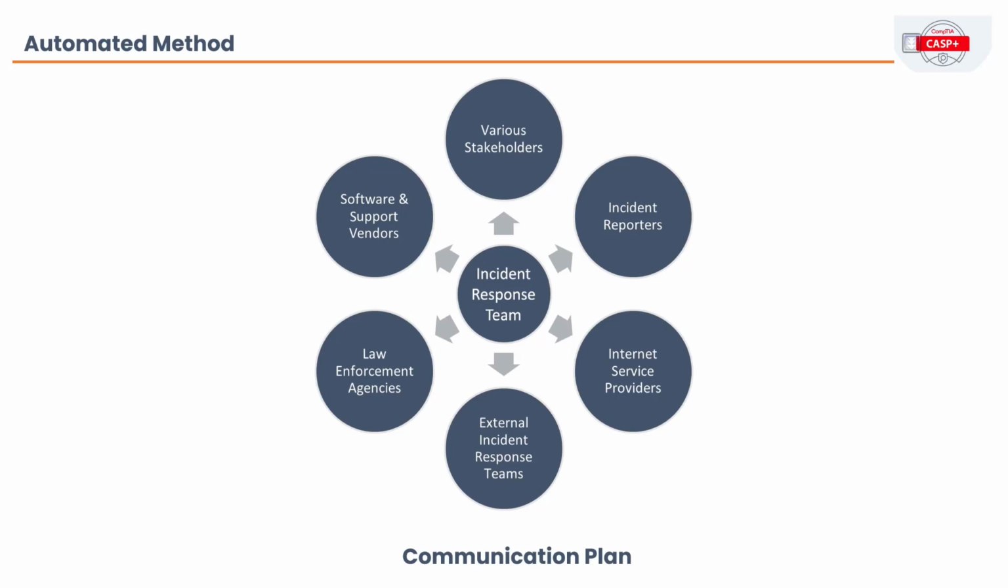Let's talk about the last topic, which is the communication plan. Effective stakeholder management requires a communication plan. Numerous external entities may need to interface with the incident response team, so it's crucial to list them all in the IRP. This image displays a few instances of what we gathered.